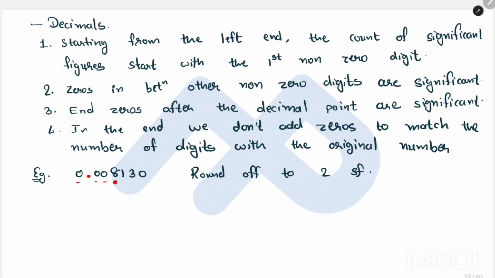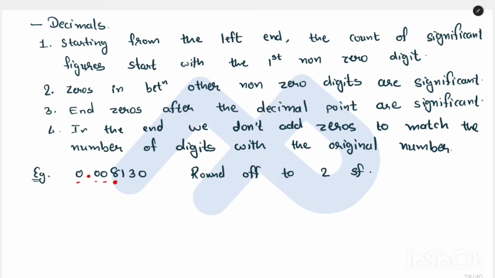Okay, the second rule is zeros in between other non-zero digits are significant, which we have already seen in the case of integers also. Third is end zeros after the decimal point are significant. In the case of integers, end zeros were not significant, but here if the end zeros are after the decimal point, yes, because it is a decimal number, so after the decimal point end zeros are considered as significant.